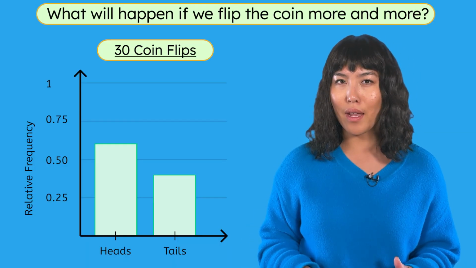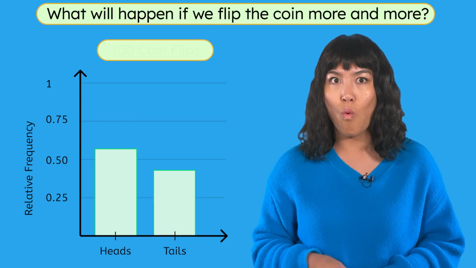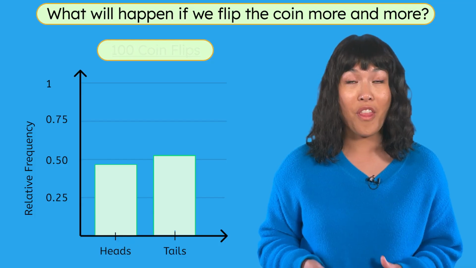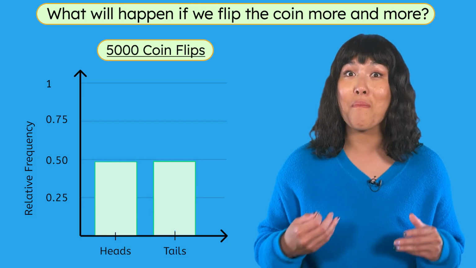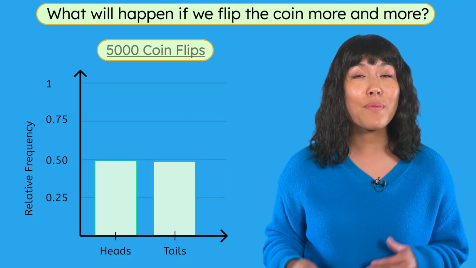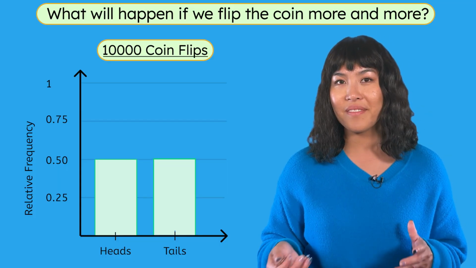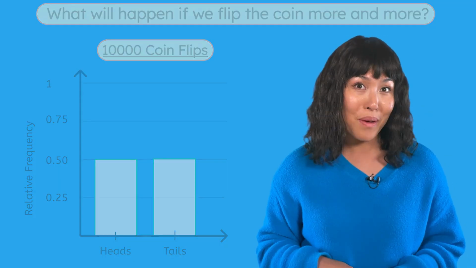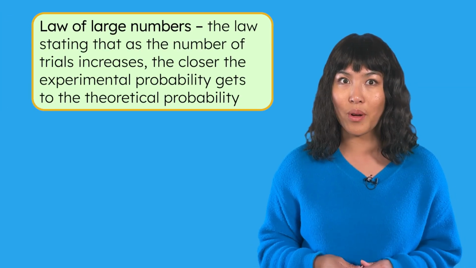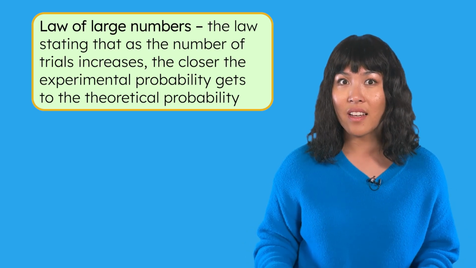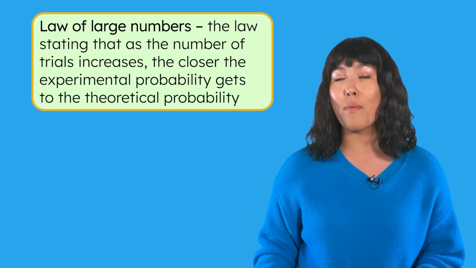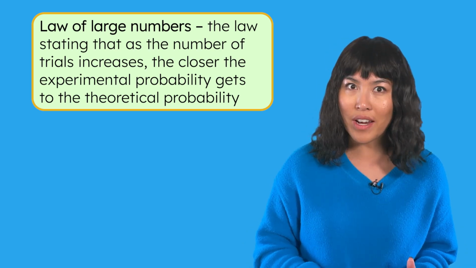What do you think would happen if we were to flip the coin 100 times? 1,000 times? As we flip the coin more and more times, it will likely keep getting closer to 50-50. What we've demonstrated here is something called the law of large numbers. This law states that as the number of trials increases, the closer the experimental probability gets to the theoretical probability.